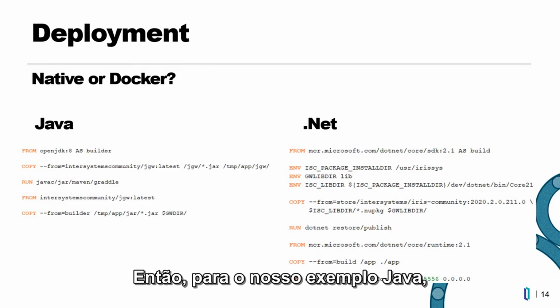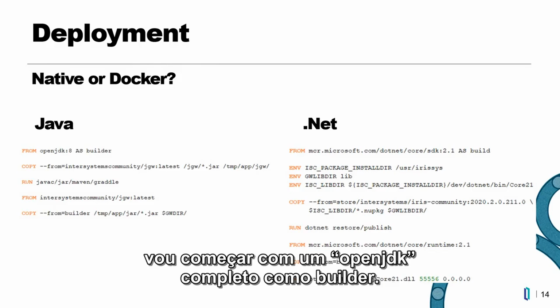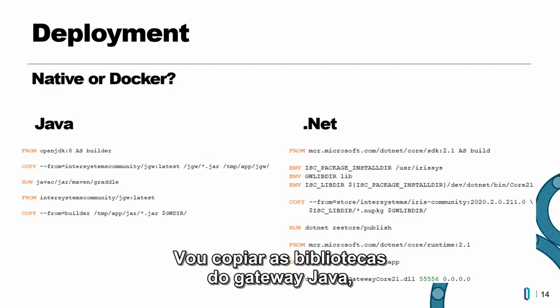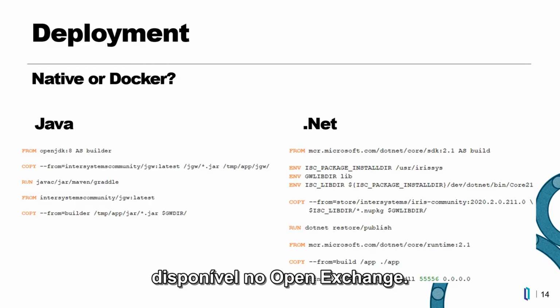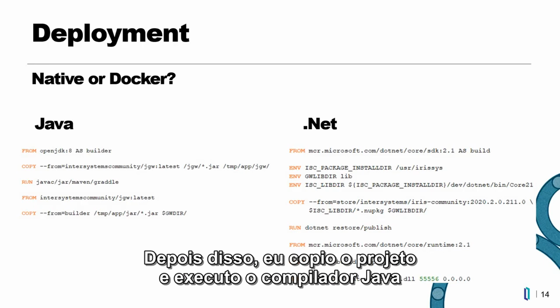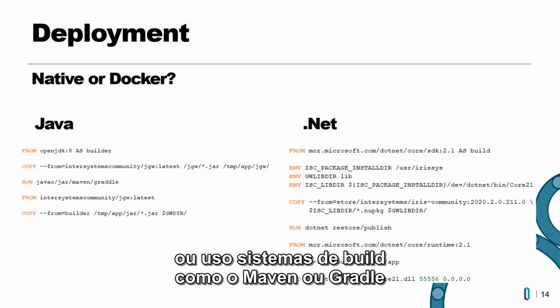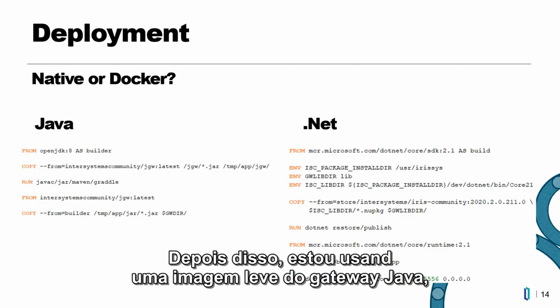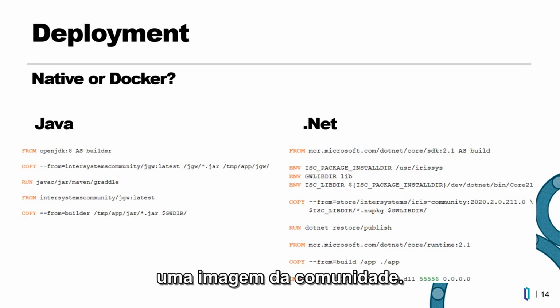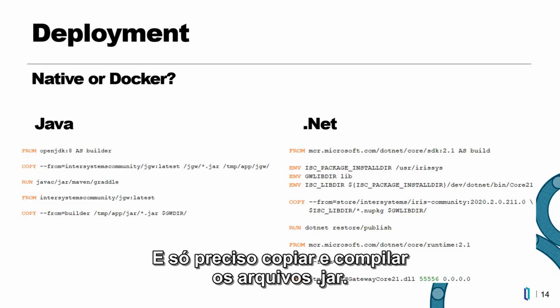So for our Java example, I start with complete OpenJDK as a builder, copy Java gateway libraries, jar files from InterSystems community image available on OpenExchange. After that I copy the project and run Java compiler or use build systems such as Maven and Gradle to produce jars for our library. And after that I'm using lightweight Java gateway community-based image, and just copy into it the compiled jar files.